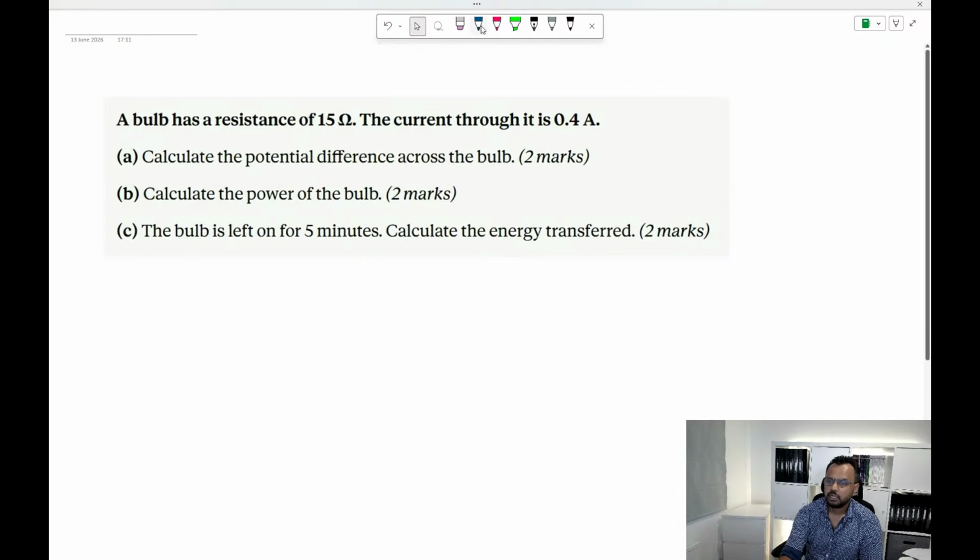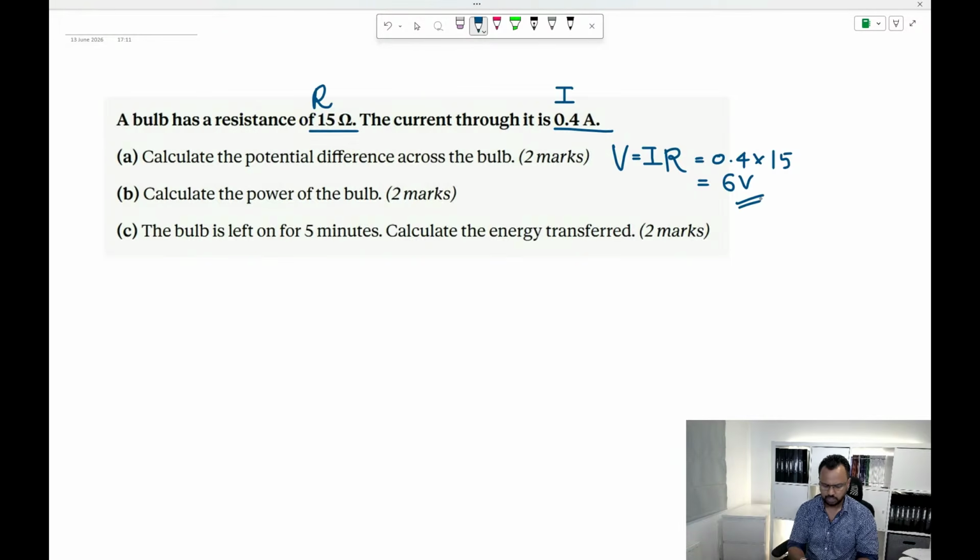Let's have a look. A bulb has a resistance of 15 ohms. Okay, this is R. The current through it is 0.4 amps. Calculate the potential difference across the bulb. So I know the current and resistance. Obviously, V is equal to IR. So I here is 0.4, R is 15. That's going to give you, I think, 6 volts. Yeah, 15 times 4 is 60. So 0.4 times 15 gives you 6 volts.